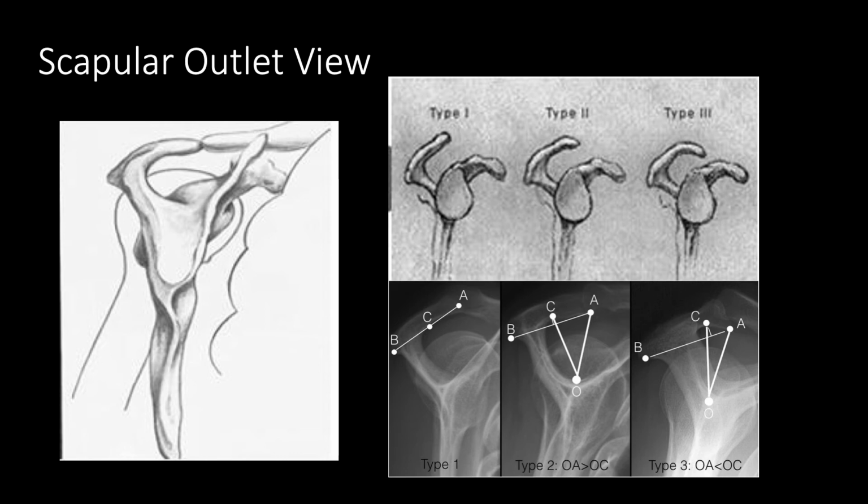So you can see that the O to A space here is less than the O to C space here. So that tells you that there's a type 3 hook. And if you look at the O to A here is greater than the O to C, that's a type 2 acromion. So in here you see A, B, C all lined up together in a perpendicular angle here. So it tells you that there's no hook on this acromion.